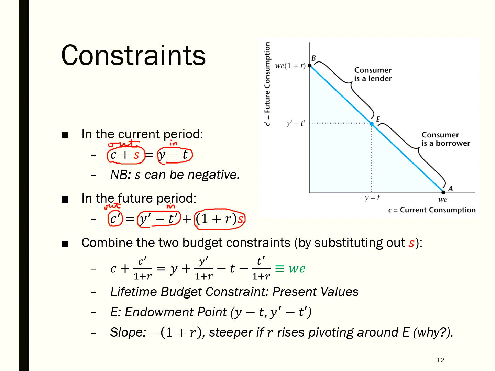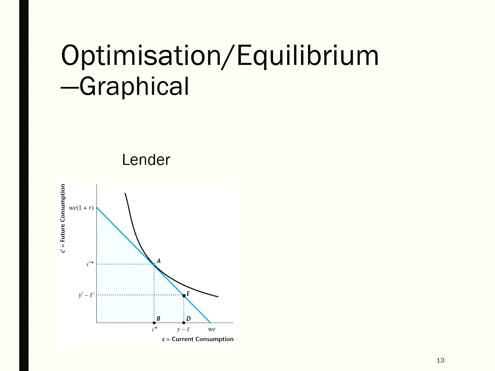Now that we have analyzed the objective function and the constraints, we are ready to integrate them in a utility maximization problem. Since there are two types of consumers, the optimal choice differs. For consumers with a higher endowment, their optimal choice, A, lies to the left of the endowment point, E, so they are lenders. The current consumption, C, is lower than the endowment, Y minus T.